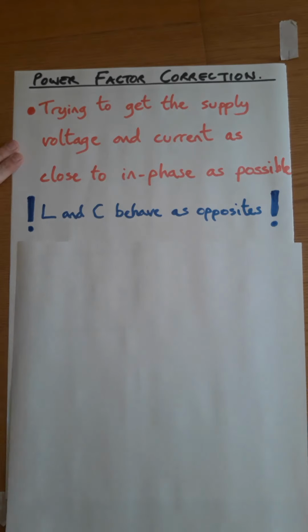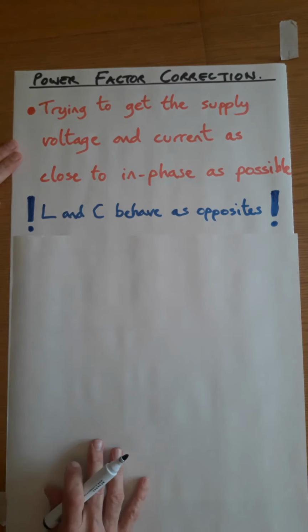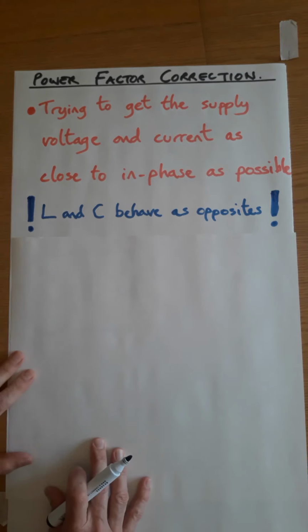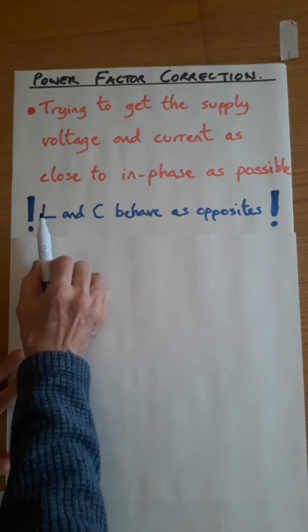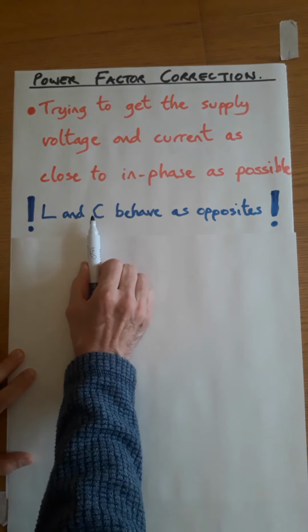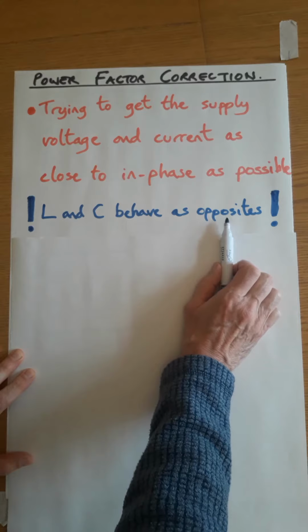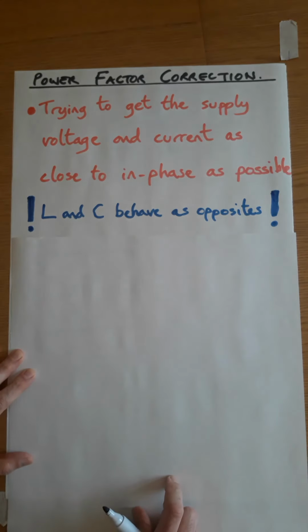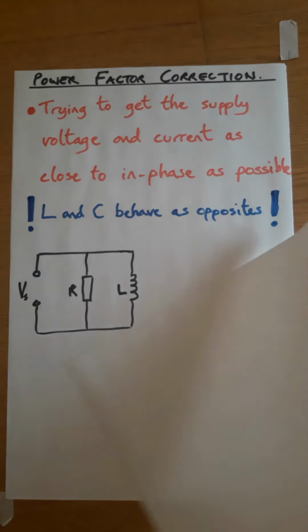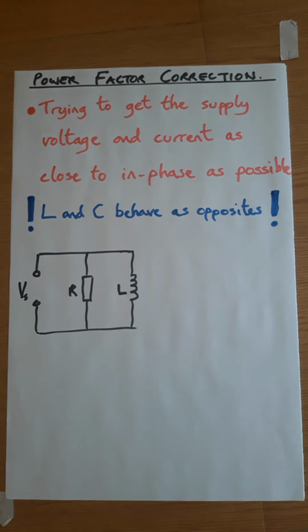Before we proceed, you need to remember the bits that we've covered in the previous handouts and videos. An inductor and a capacitor behave as absolute opposites in an AC circuit. With that in mind, let's just go through these routines again.